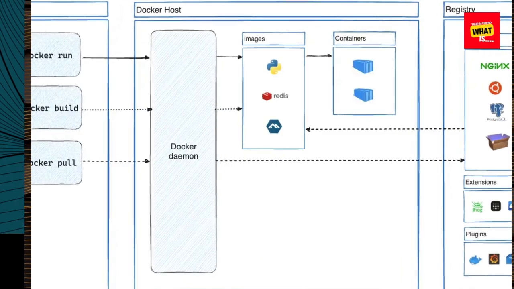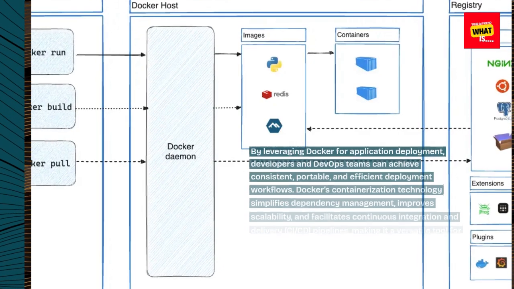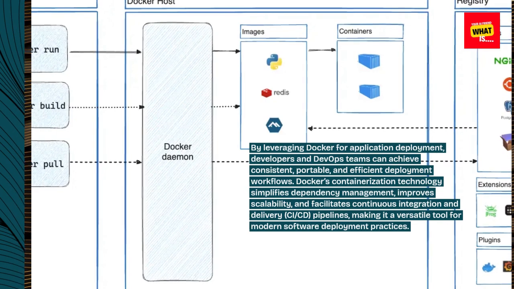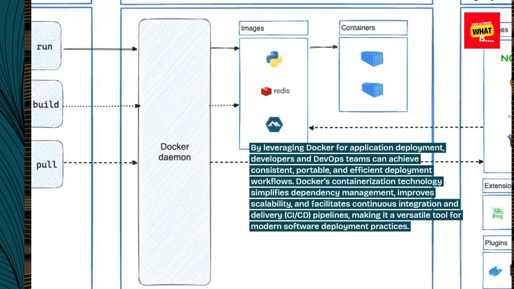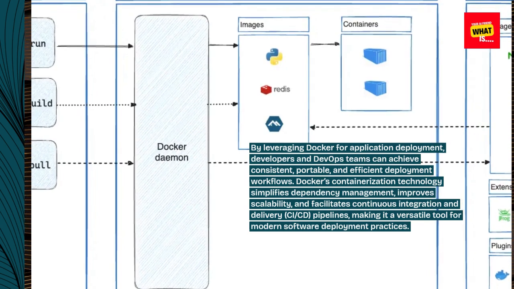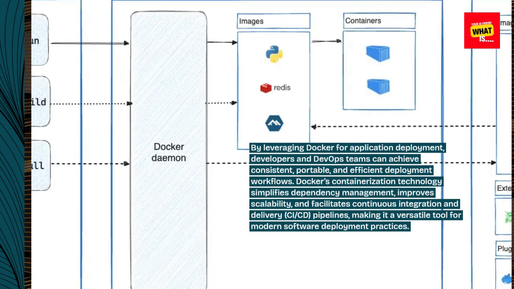By leveraging Docker for application deployment, developers and DevOps teams can achieve consistent, portable, and efficient deployment workflows. Docker's containerization technology simplifies dependency management, improves scalability, and facilitates continuous integration and delivery, CI/CD pipelines, making it a versatile tool for modern software deployment practices.